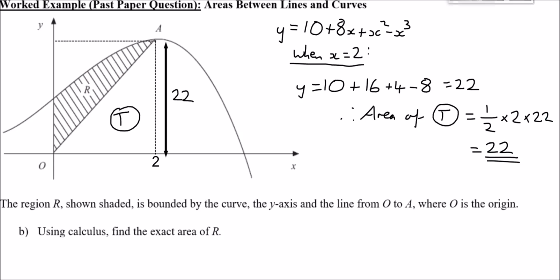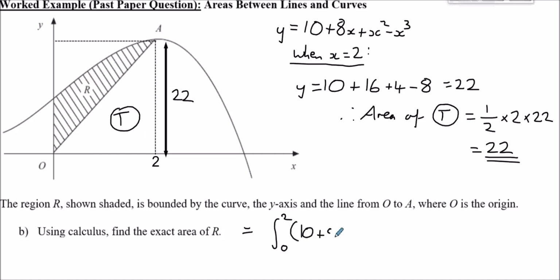So we can use that to help us work out the exact area of R, because using the same idea as before, the exact area of R is going to be the area underneath the whole curve from 0 to 2. So we can integrate from 0 to 2 to find out the area underneath all of this. So we can work out the whole thing by integrating this function with respect to x.